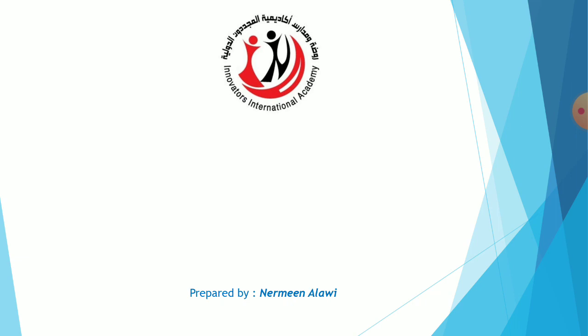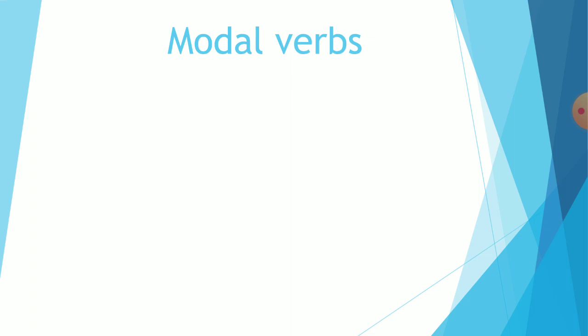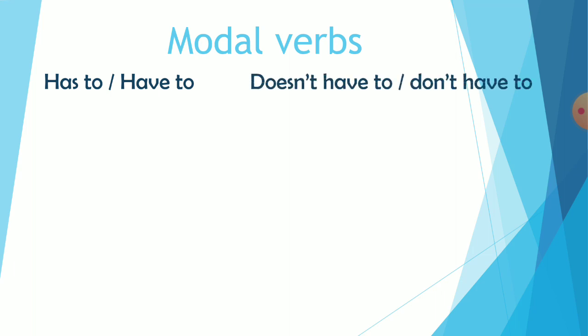This video is meant to be for the ninth grade students, and it is part of Unit 1 starting out, and it is about the grammar, the modal verbs. Now in Unit 1 you have four of the modal verbs: has or have to, doesn't have to or don't have to, can and can't.